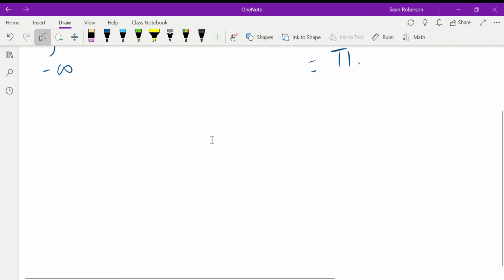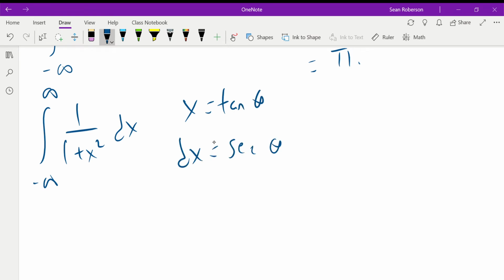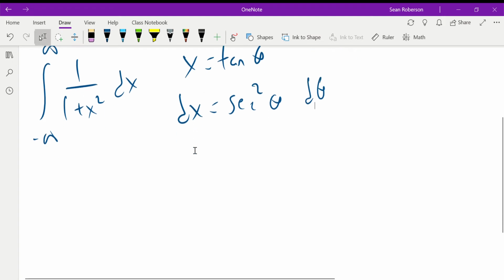What if you didn't know that? Well, we can also employ a very clever substitution to do this integral. 1 over 1 plus x squared dx. If you just set x equals, say, tangent theta, then you'll have dx equals secant squared theta d theta. And now you just do the replacements here.